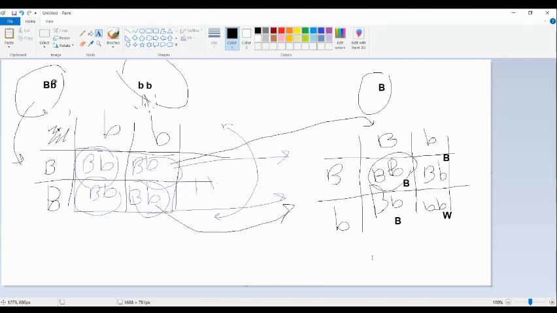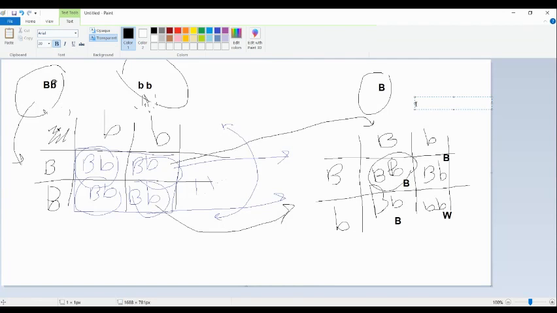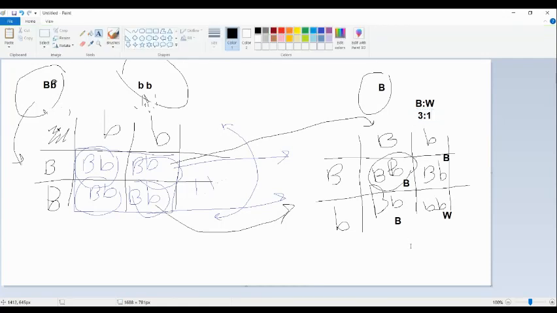So if I want to write the ratio of black to white color, it is equal to, how many black do we have? Three. How many white do we have? One. This is the ratio. The probability of having a white child, a white fur child, like this one, is 1/4. It means 25%. Okay? Now I get back to the question.